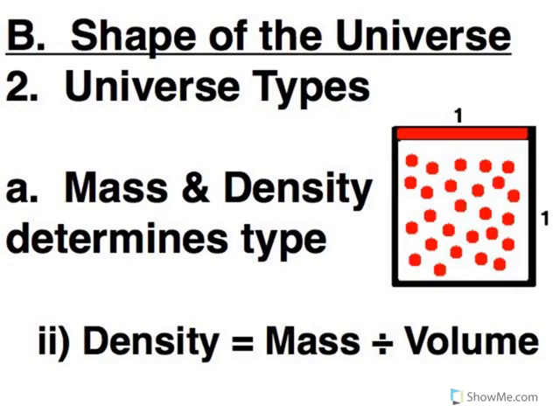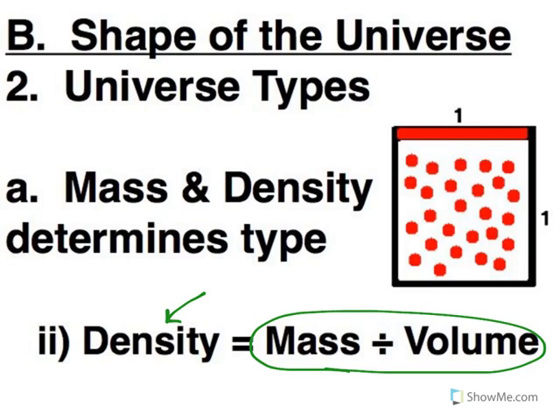So where density comes in, of course, density is mass divided by volume. So instead of talking about the mass of our universe, we can talk about the density of our universe, which ultimately is still going to tie back to gravity, because the higher the density, the higher the mass, the more gravity, the more it will resist expansion.